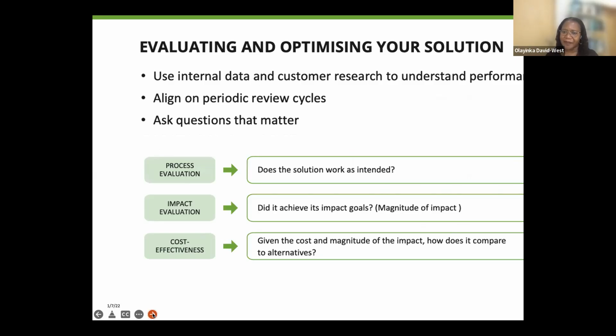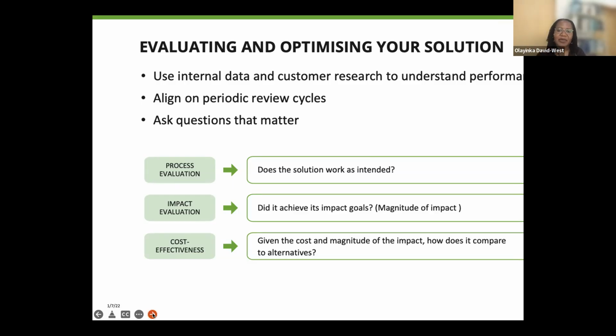So we need data, right? Internal data and customer research to understand the performance, right? We need to align periodic review cycles. So when you think about the loan product and the KYC, for example, let's say the first product that we looked at was introduced as, okay, put in your manual KYC. And then we begin to observe how many people finished the process, how many people started but didn't complete. And that gives us feedback, right?